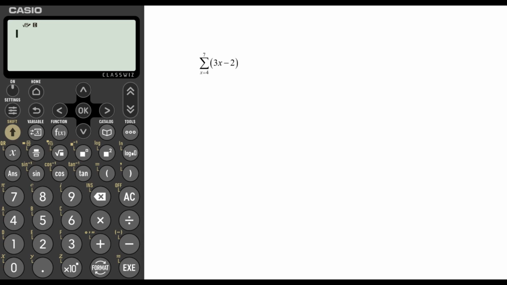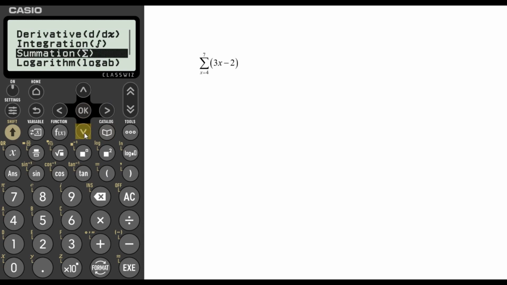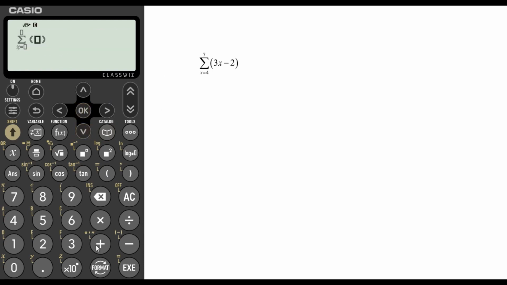We can use our calculator to work out summations. Now in this example, we have to work out the sum from x equals 4 to x equals 7 of 3x subtract 2. From the calculation screen, if we press catalogue, then select the functional analysis, we want a summation, so scroll down to summation, type in the expression. In this case, we have 3x subtract 2. We are going from x equals 4 to x equals 7. You will find the sum to equal 58.